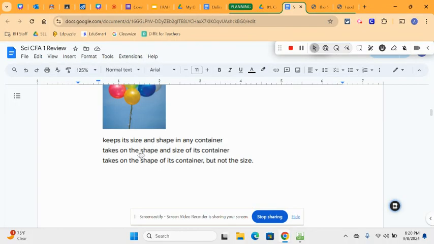Okay, the second one takes on the shape and size of its container. Again, you're telling me which one that is. And then the last one takes on the shape of its container, but not the size.